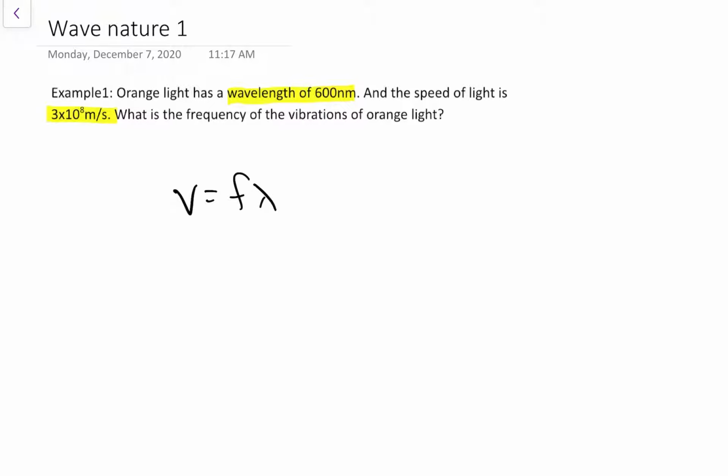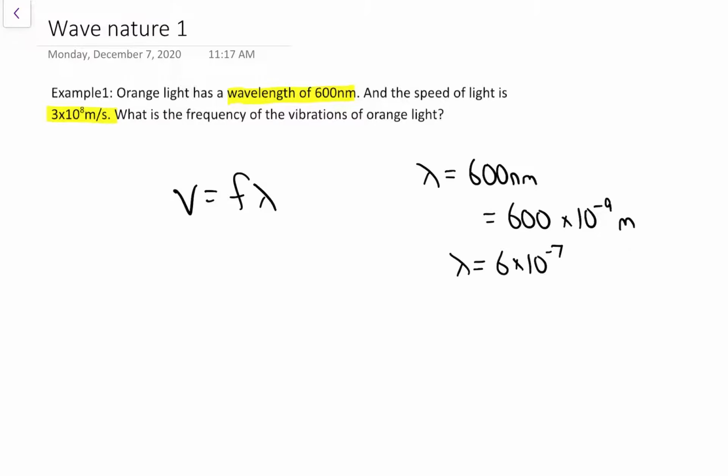The wavelength of orange light, each slightly different shade of orange would have a slightly different wavelength. I just made up a nice clean number. 600 nanometers is orange. Nanometers means 10 to the negative 9, a billionth. So it's 600 times 10 to the negative 9, or kind of a better form, 600 is 6 times 10 to the positive 2. That combined with a negative 9, we could call that 6 times 10 to the negative 7.